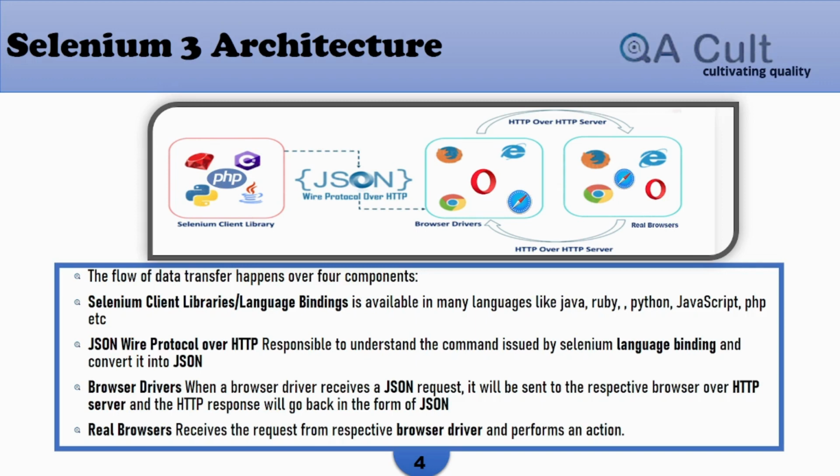The flow of data over these 4 components is as follows. The Selenium client libraries are available in many languages like Java, where we have a jar for that, Ruby with a gem, and Python, JavaScript, PHP, etc. The Selenium client library issues the command in the programming language, and that command is converted into JSON via the JSON wire protocol, and that JSON goes to the browser driver.